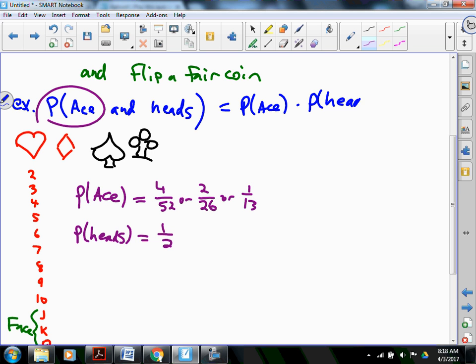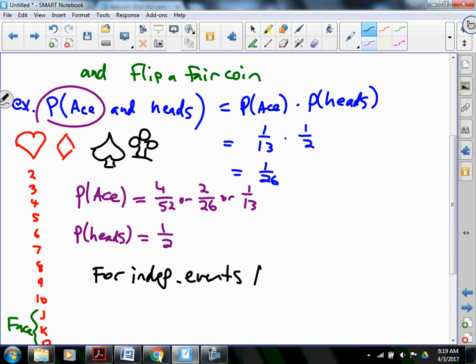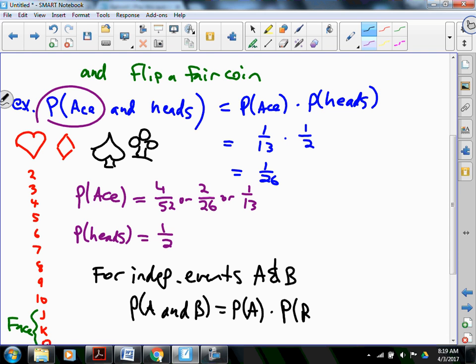So whenever you find the probability of two independent events, note to self, the probability of one event and the other, you multiply their individual probabilities. So this would be 1/13 multiplied by 1/2, or 1/26. Anytime you have independent events and you're finding the probability of the one and the other, you multiply their probabilities. To be clear, for independent events A and B, the probability of A and B is the probability of A multiplied by the probability of B. Got it?